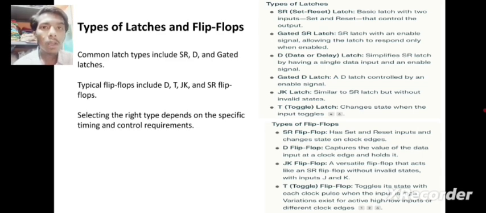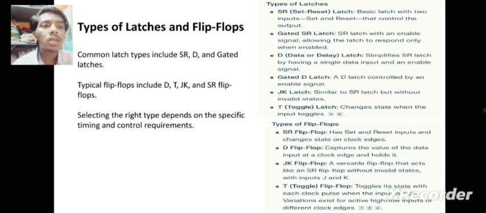So first of all, the types of latches. The first one is the SR latch. SR latch basically means set reset latch, a basic latch with two inputs, set and reset, that control the output. The next latch is the gated SR latch, an SR latch with an enable signal allowing the latch to respond only when enabled.